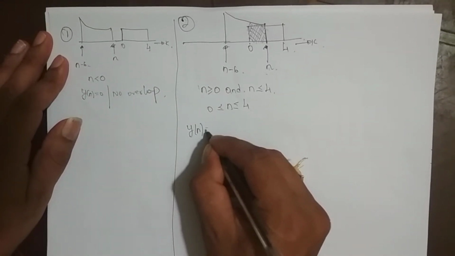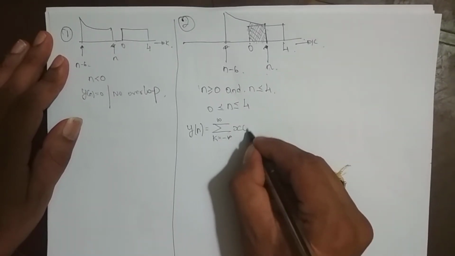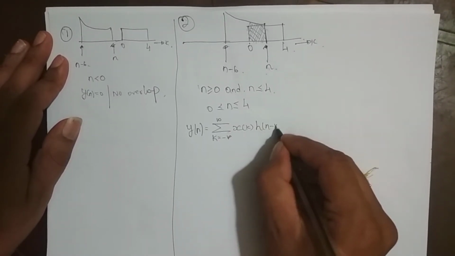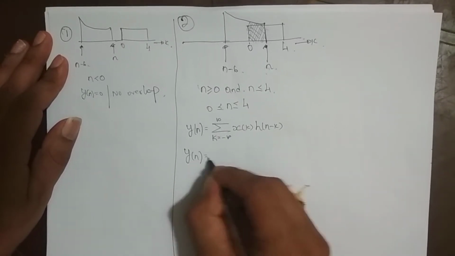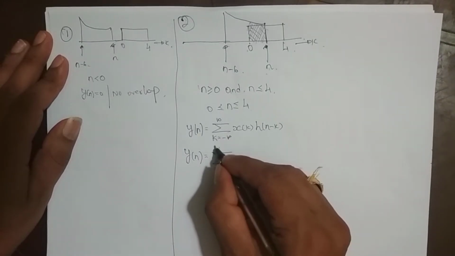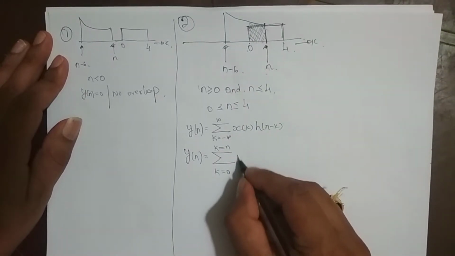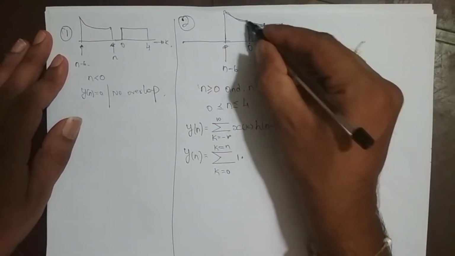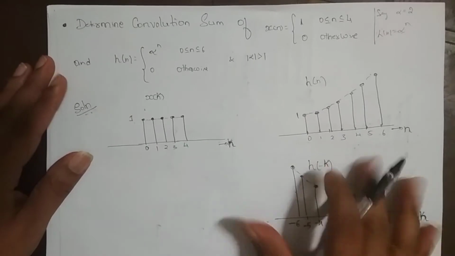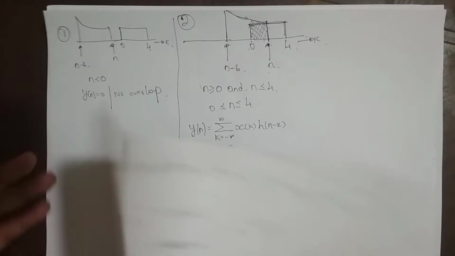What is the formula? Formula is summation k varying from minus infinity to infinity x of k h of n minus k. So y of n is equal to, what is the overlapping region? K starts from 0 and ends at n. What is x of k? X of k is 1, right? What is h of n minus k? It's an exponentially increasing sequence, right? If h of n is alpha power n, what is h of n minus k? It is nothing but alpha power n minus k, right?